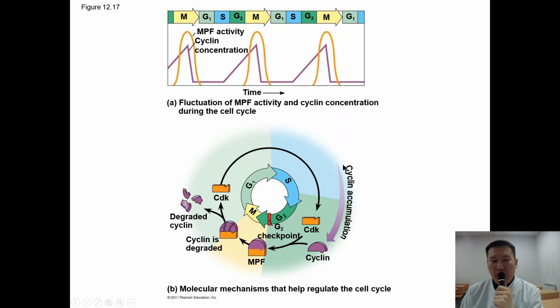So, during the cell cycle, during interphase, cyclin accumulates. Then MPF activates. Then cyclin is degraded, CDK is left, and it will lead to the continuation of cell division. So that's the molecular mechanism that helps to regulate the cell cycle.